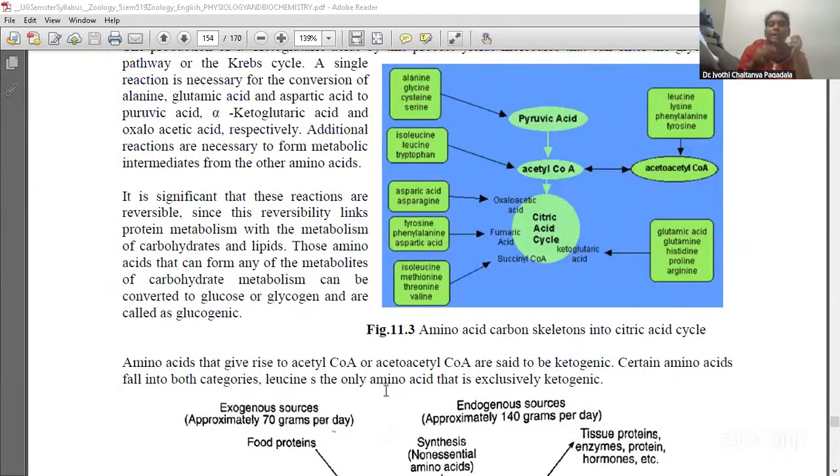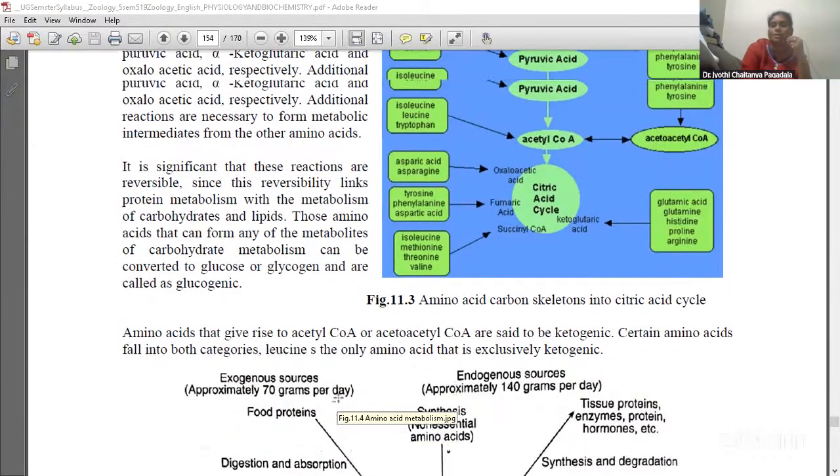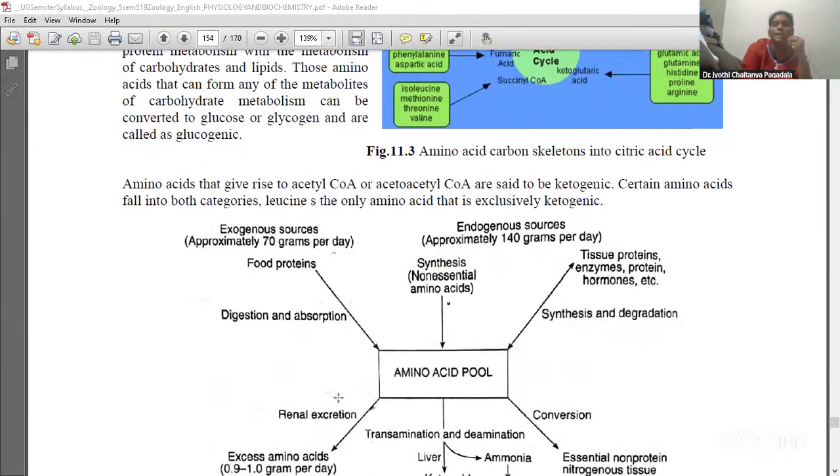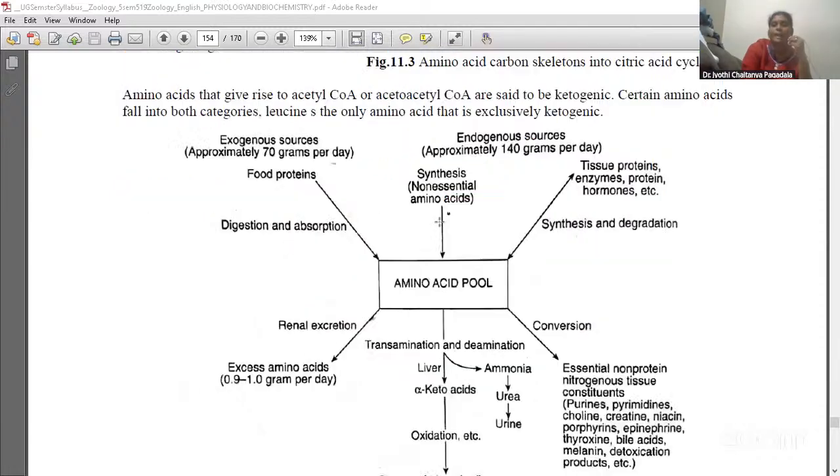The amino acids that give rise to acetyl-CoA or acetoacetyl-CoA are said to be ketogenic, meaning the ketone group is present. Certain amino acids fall into both categories. Leucine is the only amino acid that is exclusively ketogenic. Here you can see the different types of amino acid groups.